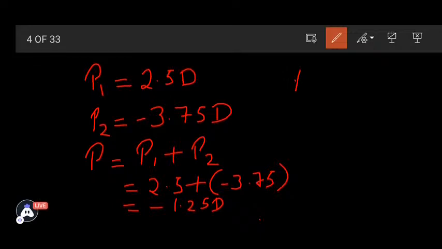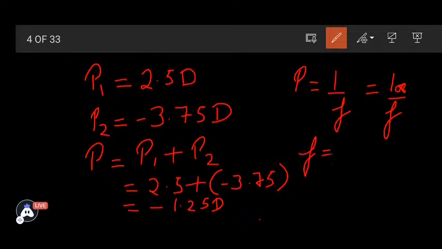Now what is the formula to calculate focal length? Power is equal to 1 upon focal length. But the focal length must be in meter. If you look at the answers of the MCQ, they are in centimeter. So when we need to calculate it in centimeter, we use 100 upon f. It changes to 100 upon f. So to calculate focal length, we divide 100 by power.